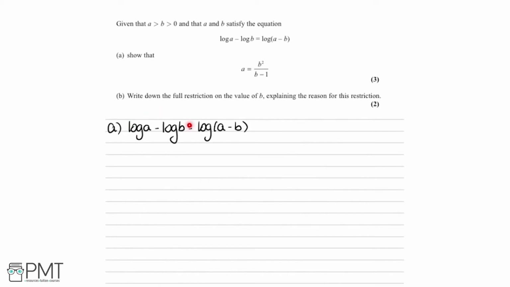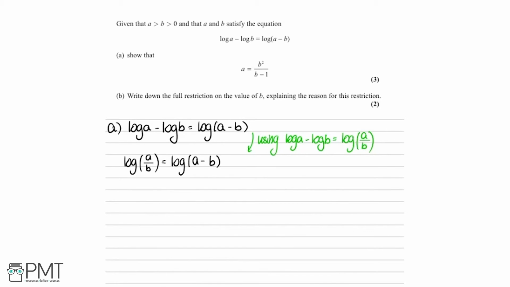And look at this left-hand side, we can see this is actually part of a log law. So we know that log a minus log b equals log of a over b. So we can replace this whole left-hand side of the equation with log of a over b. So doing that, we get log a over b equals log of a minus b.